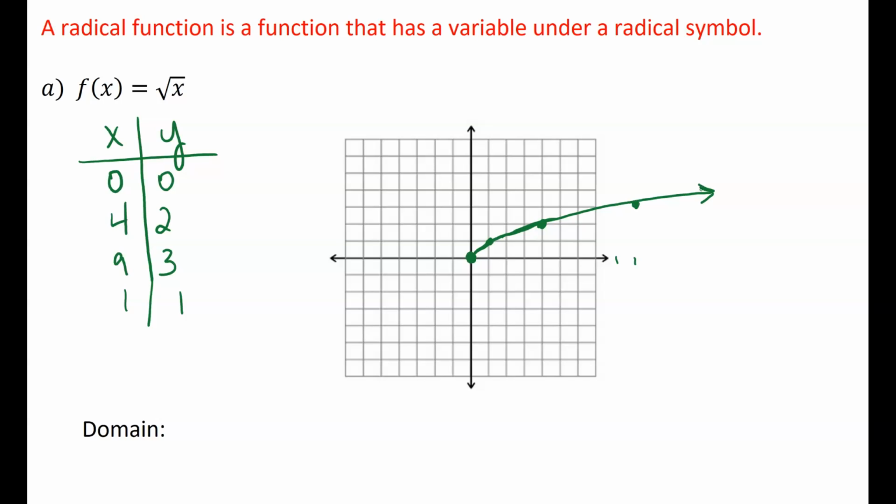How about the other direction? Can I do -1? No, because the square root of -1 is i. It's imaginary. And so do our imaginary values show up on a normal XY grid? No, they don't. Okay, so that means this is going to be, I guess you could think of that as the start point of the square root of x, and then it goes on forever in the positive direction.